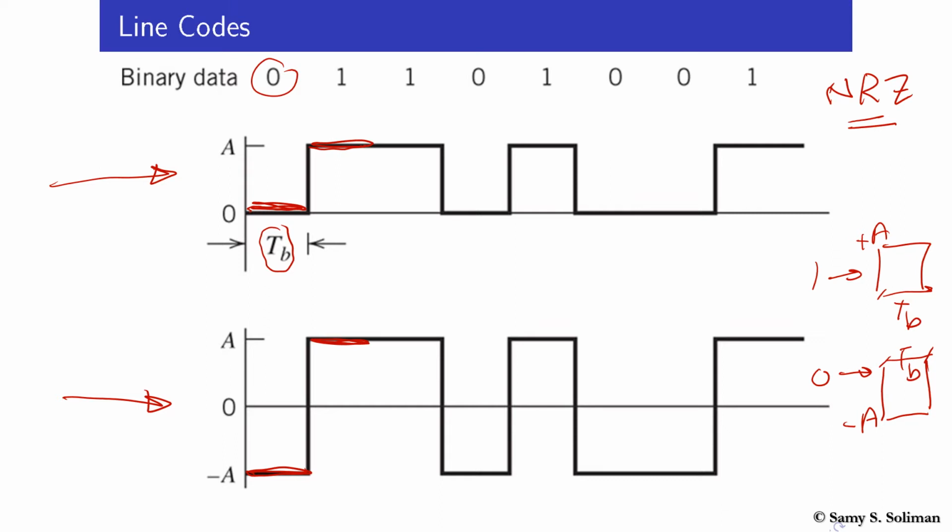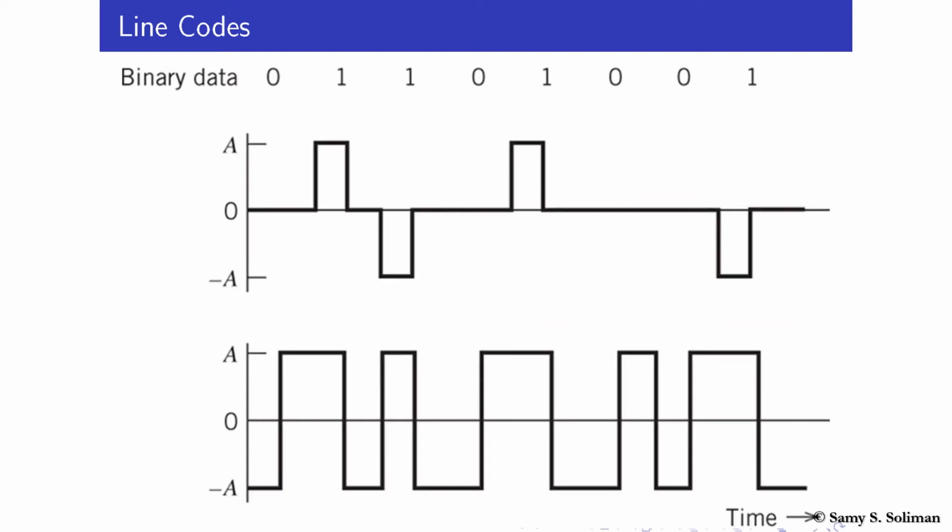And as we said earlier, since we keep the same voltage level for the whole duration of the bit, for the whole TB, we call it non-return to zero. So while the first one is unipolar non-return to zero signaling, the second one is polar non-return to zero signaling.